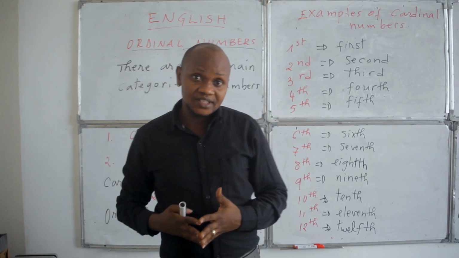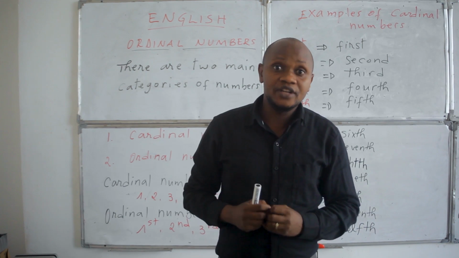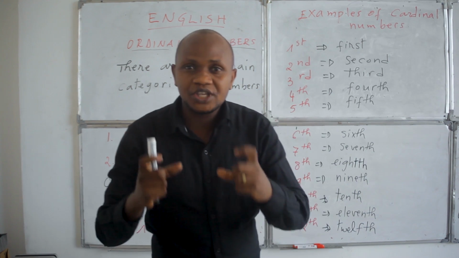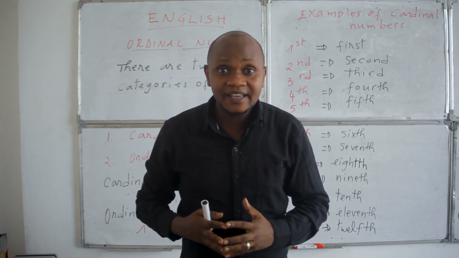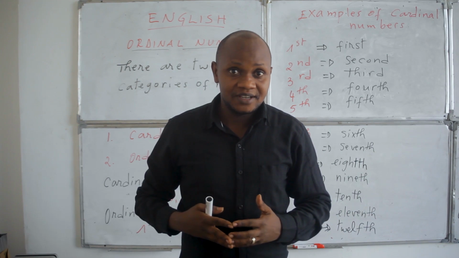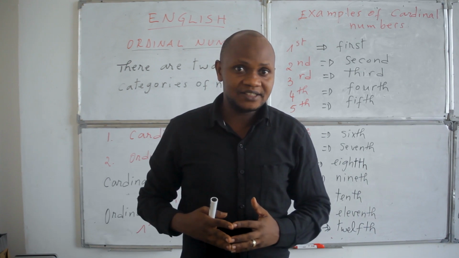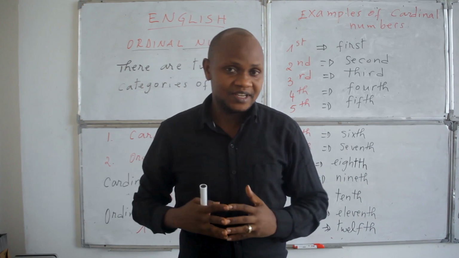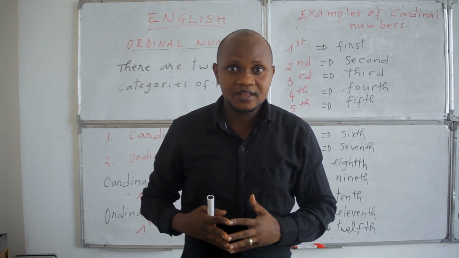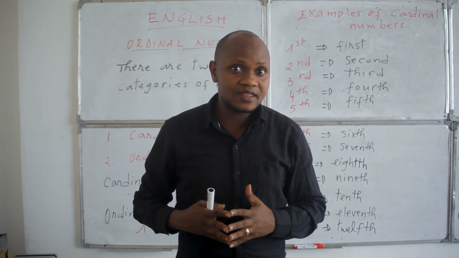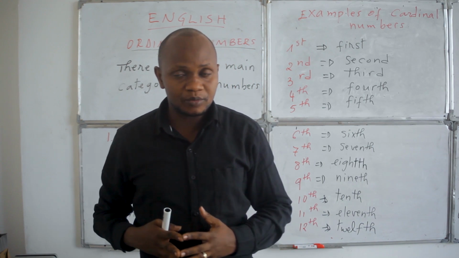We are going to see cardinal numbers. We are going to talk about cardinal numbers. Tugiye kwiga ibijyanye n'imibare, uwa mbere first, uwa kabiri second cyangwa icya kabiri, uwa gatatu third, uwa kane fourth, uwa gatanu fifth. Nibyo tugiye kureba muri iri somo.